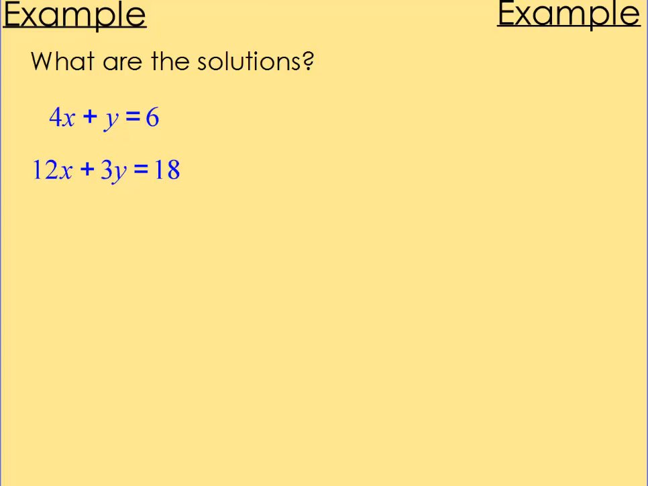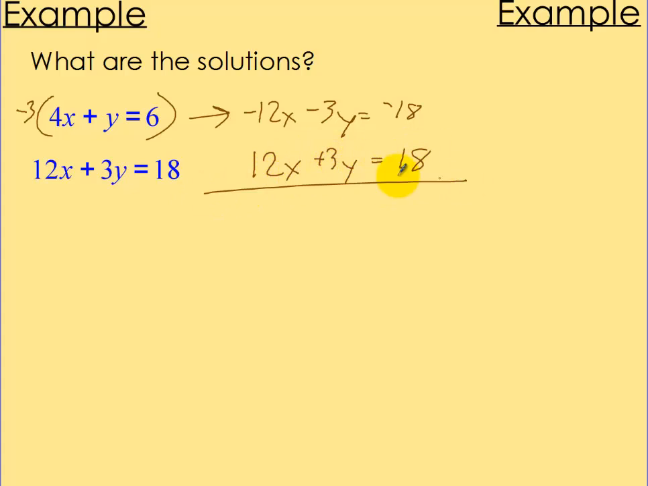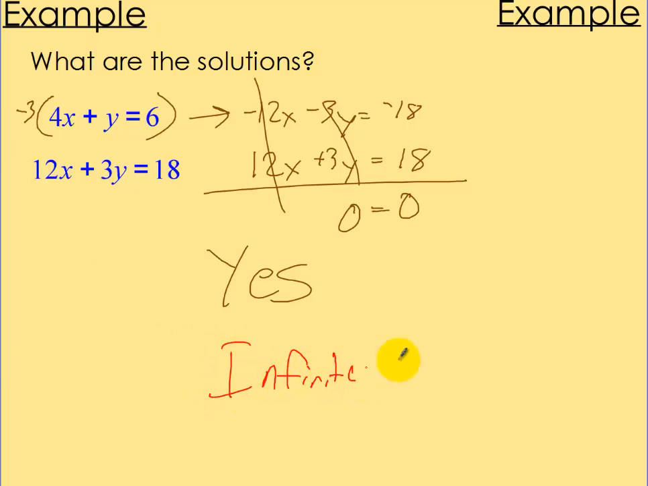Let's try this one. If I wanted to eliminate the x's, I'm going to multiply the top one by -3. By doing that, I'll get the new equation -12x minus 3y equals -18. And on the bottom, let's just leave it as 12x plus 3y equals +18. If you add these up, the x's cancel out. The y's cancel out, so you get 0, and 18 minus 18 is also 0. So does 0 equal 0? Yes, this works out. So what we say is there are infinite solutions. That's it.